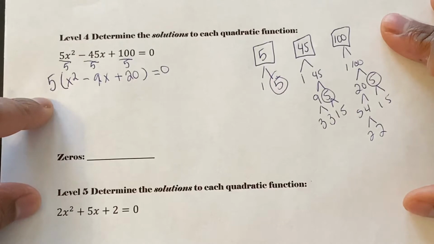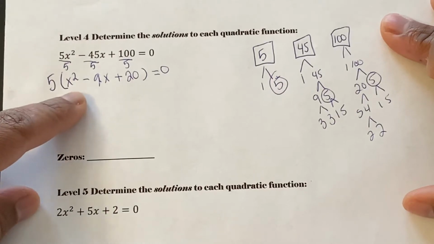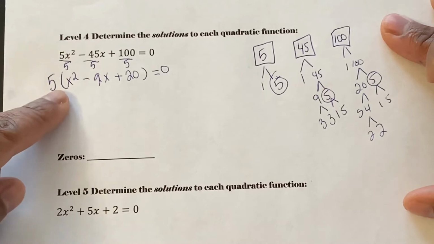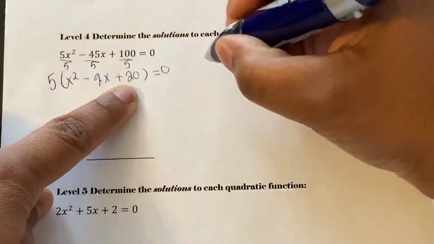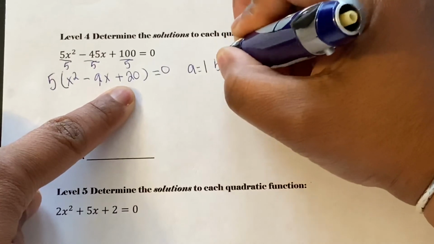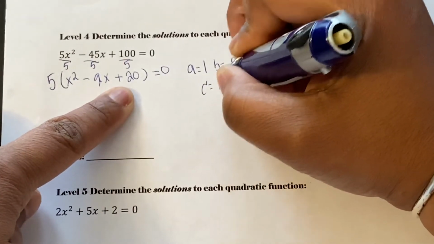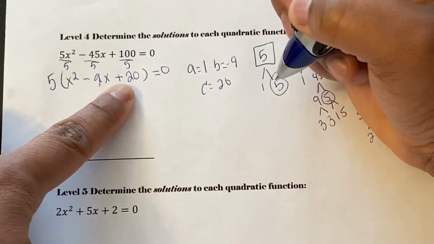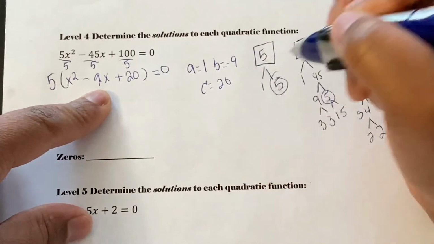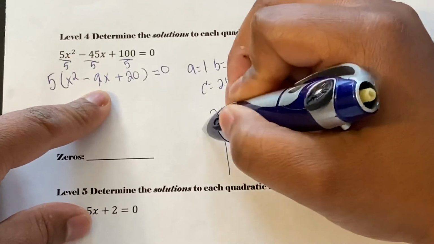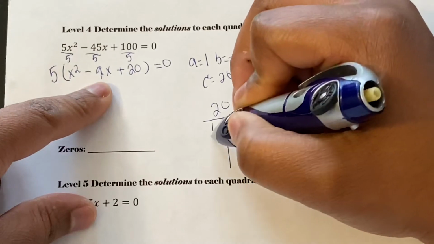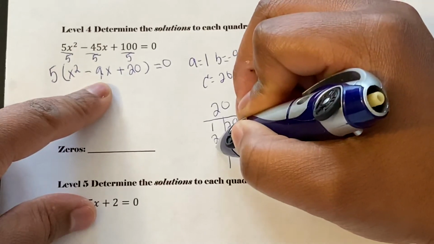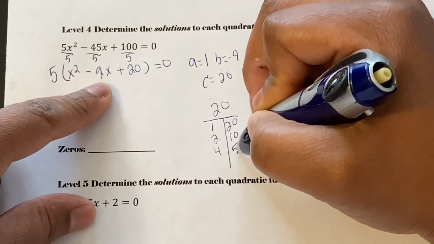Now, as you can see, once we took out that GCF, what we have left is a trinomial with the a term equal to 1. Now we must find the factors of C, which is 20. So here A equals 1, B equals negative 9, C equals positive 20. We have to find the factors of 20 that add to make negative 9. Those factors are 1 and 20, 2 and 10, 4 and 5, and that's about it.